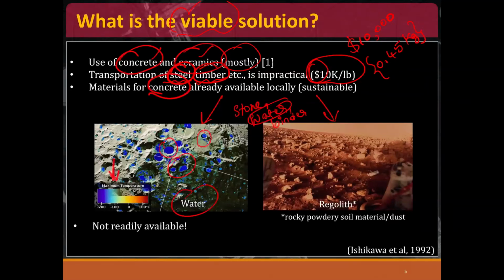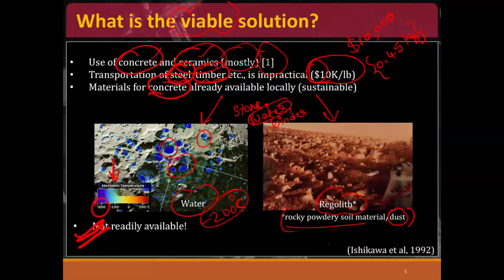On the other hand, we also have something called regolith, which is a rocky, loose, powdery material, similar to dust, which can be used for making concrete. The possibility of making concrete and ceramics is already well researched, as you can see from the reference I've given at the bottom, even back in 1992. So people have been thinking about space construction since then, and even before that, to be honest.